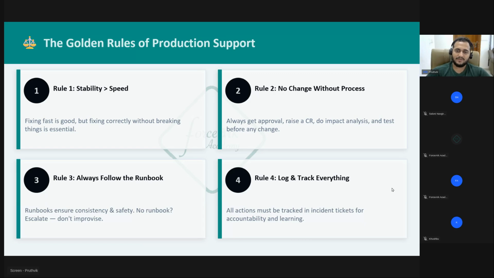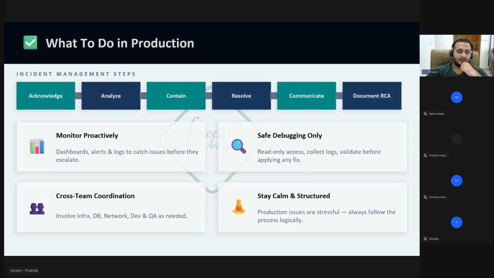So mainly why you need to do this is because you need to have accountability, and you will have some RCA. When someone else wants to do the same fix later on, you can do it faster if you're logging everything, right? So these are your important topics, rules which you need to follow.